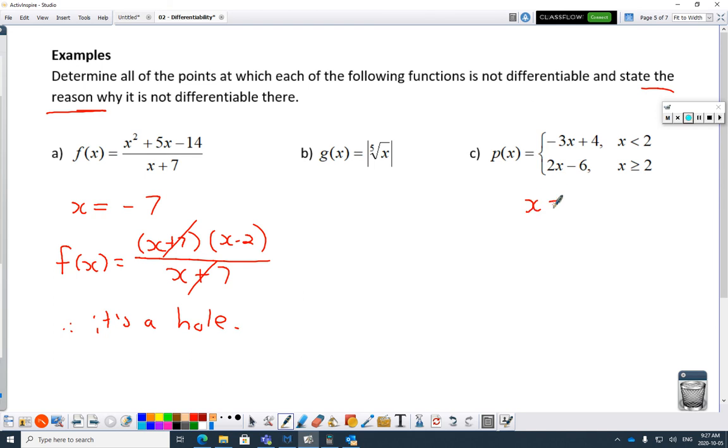Not differentiable at x equals 2. Why is it not differentiable? These are lines. I can recognize them. The slope of this one is negative 3. The slope of this one is 2. So I'm just going to write, hey, different slopes.